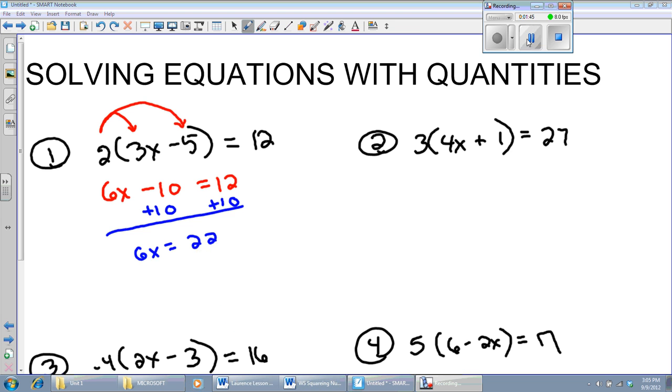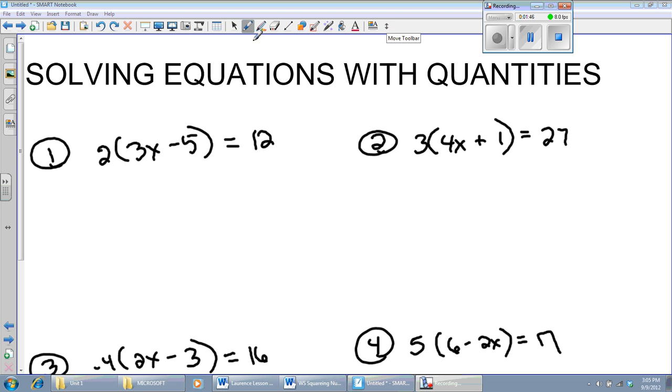Let me pause the time. Okay, so there's the original equation. I'm going to do it a different way. You notice this 2 out front here in the quantity. How is it attached to that quantity? Well, it's multiplication, right? Because when you distributed it, you end up multiplying, right?